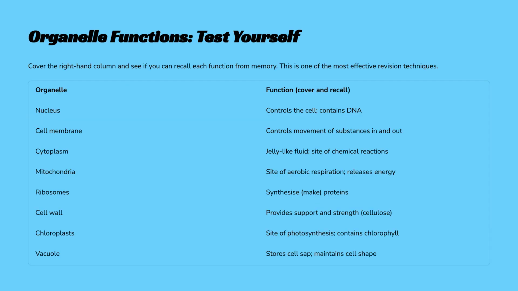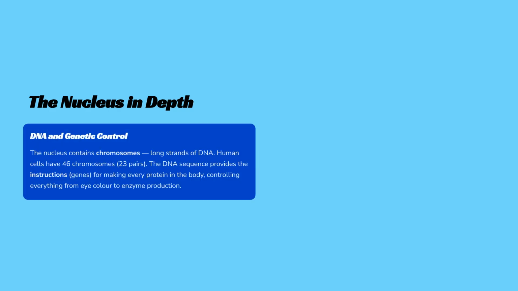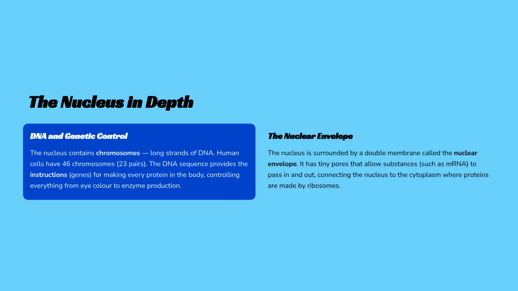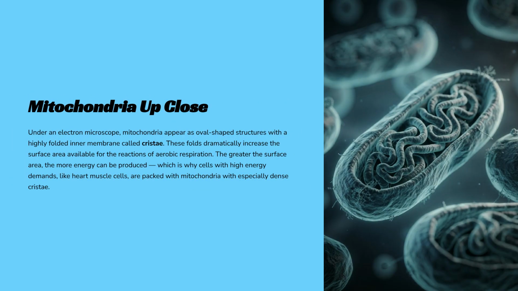Take a moment to test your recall of organelle functions. Covering the right-hand column and reciting the function from memory is an effective revision strategy. The nucleus is key for genetic control, holding DNA and chromosomes which instruct protein synthesis. The nuclear envelope has pores for substances, like mRNA, to pass through. Mitochondria have a folded inner membrane, called cristae, which increases the surface area for aerobic respiration. This allows for maximum energy production in high-demand cells.